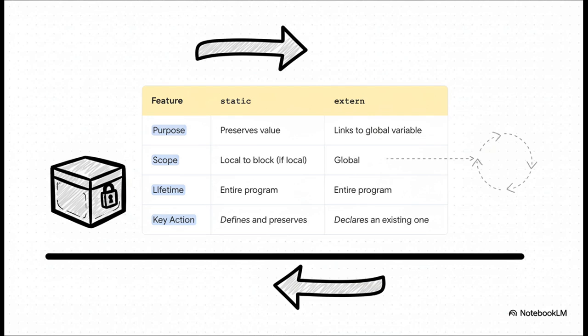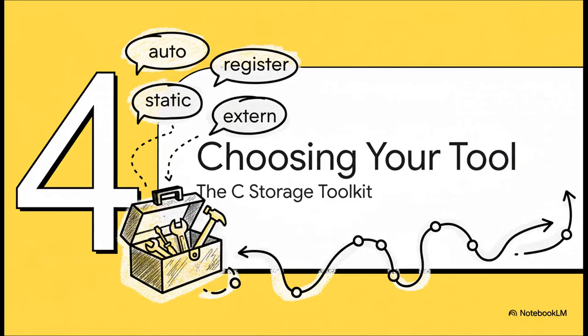So here's the biggest difference you need to remember. Both static and extern variables last for the entire program run, but their purposes are total opposites. A static variable defines and creates a private persistent variable. It gets its own memory. An extern variable, on the other hand, just declares a reference to a public global variable that was already defined somewhere else. Defines versus declares. That's the takeaway here.